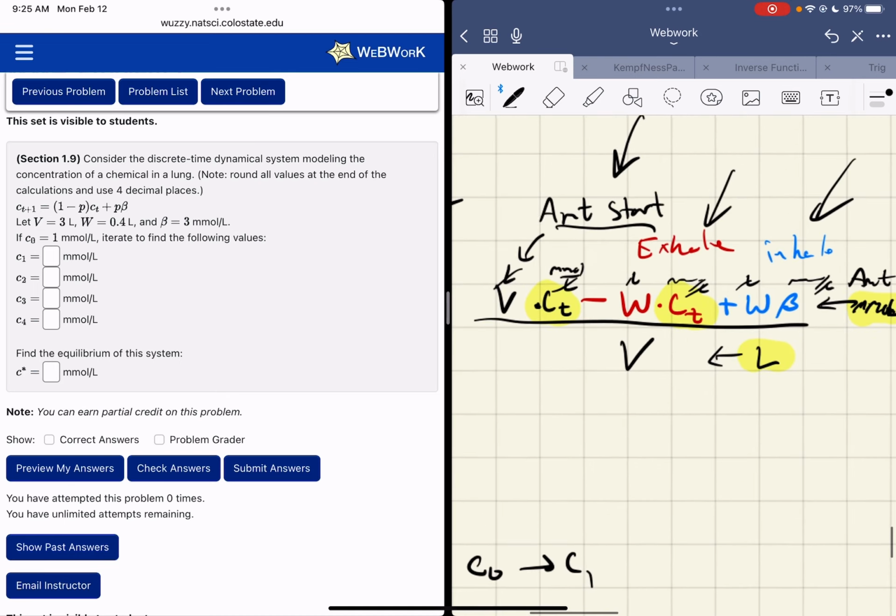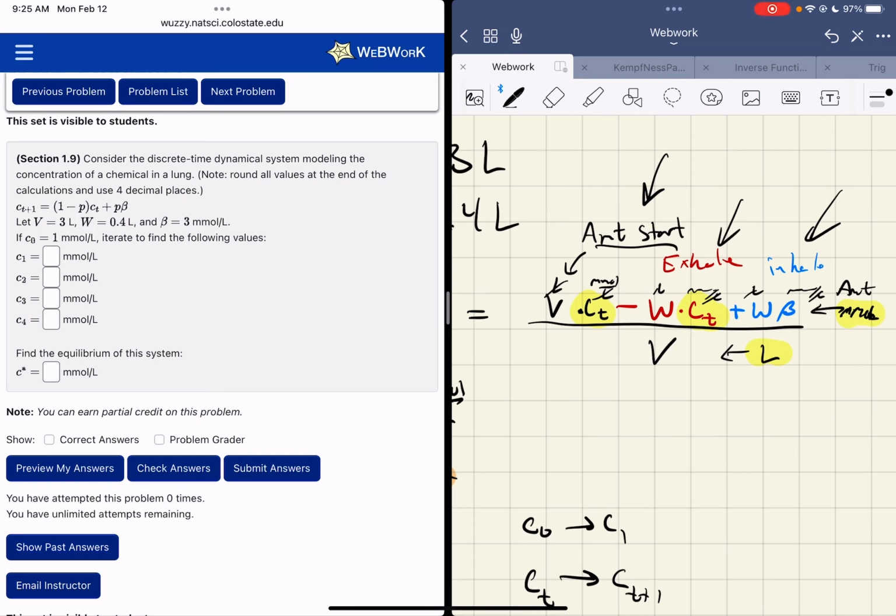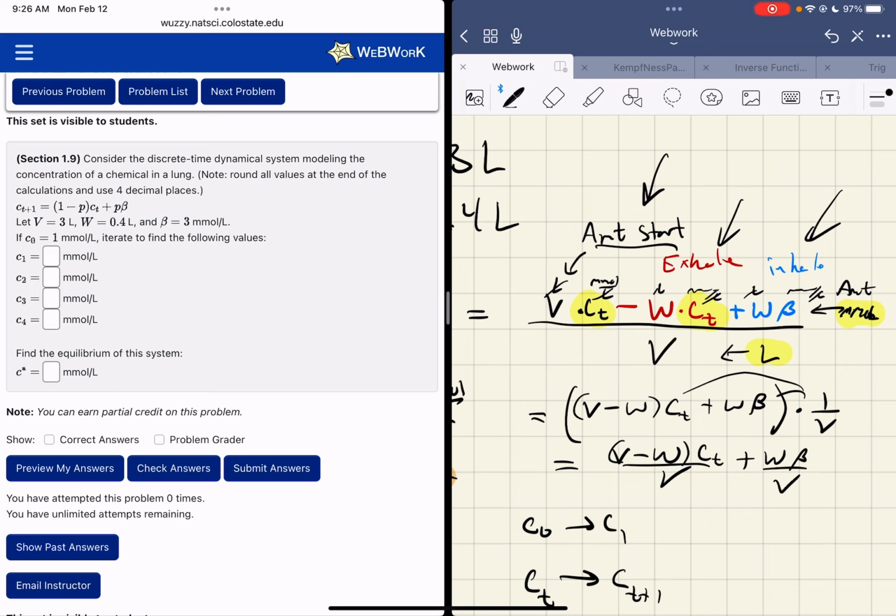Okay? So this is the process we've been doing. Now let's do some algebra. Okay, so what is this equal to? I'm going to factor out that C sub t. I have (V minus W) C sub t, plus W beta. Okay, all of that is over V, which is the same as saying I'm multiplying by 1 over V. Maybe that'll help you know that we could just write this as (V minus W) times C sub t over V plus W times beta over V. Sweet. And now we need to do more algebra. We need to be more comfortable with algebra.